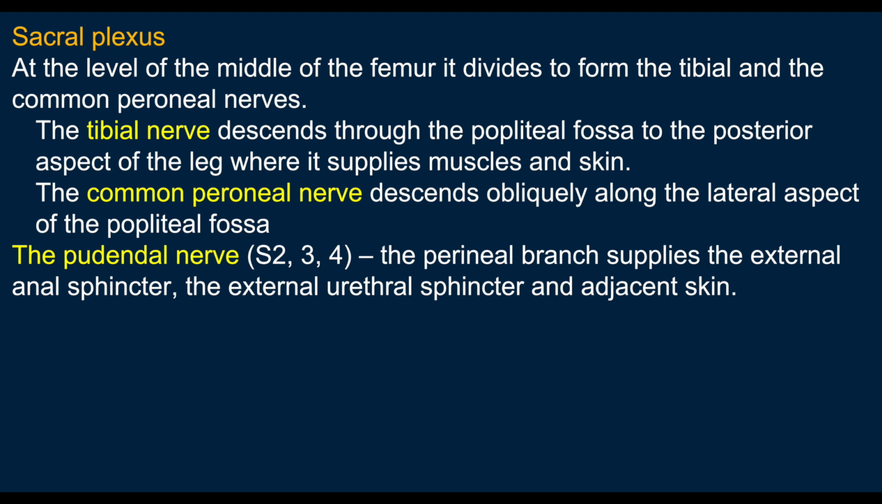At the level of the middle of the femur, it divides to form the tibial and the common peroneal nerves. The tibial nerve descends through the popliteal fossa to the posterior aspect of the leg where it supplies muscles and skin. The common peroneal nerve descends obliquely along the lateral aspect of the popliteal fossa. The pudendal nerve arises from S2, S3 and S4. The perineal branch supplies the external anal sphincter, the external urethral sphincter and adjacent skin.